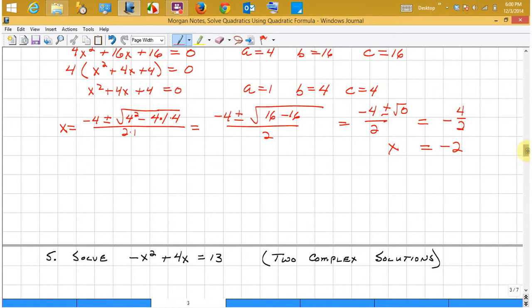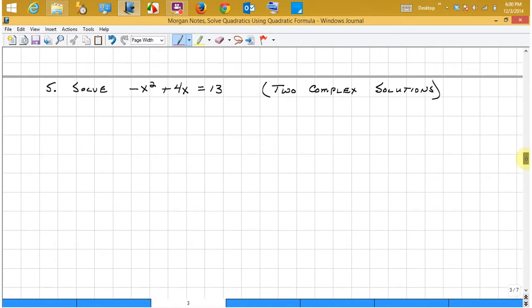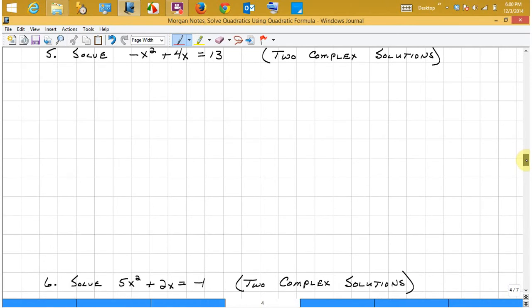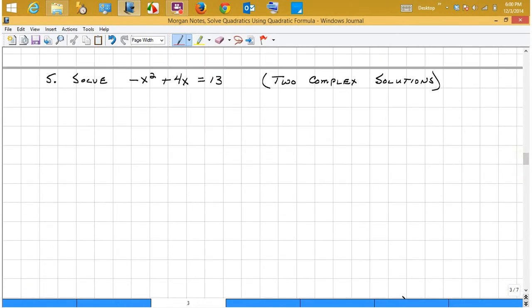Okay, let's look at another problem, and this one's going to have two complex solutions. And so let's go ahead and put it in standard form. So that would be a minus x squared plus 4x minus 13 equal to 0. If I wanted to, I could factor a negative 1 out, so I'm not going to do that.